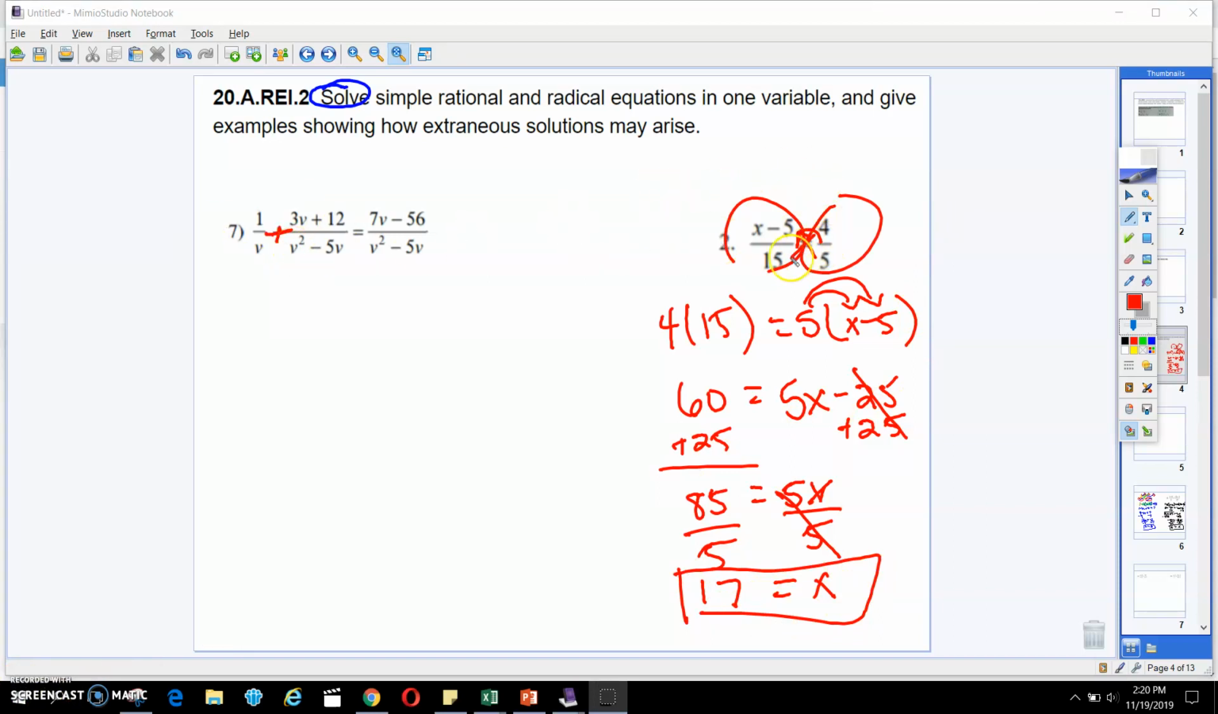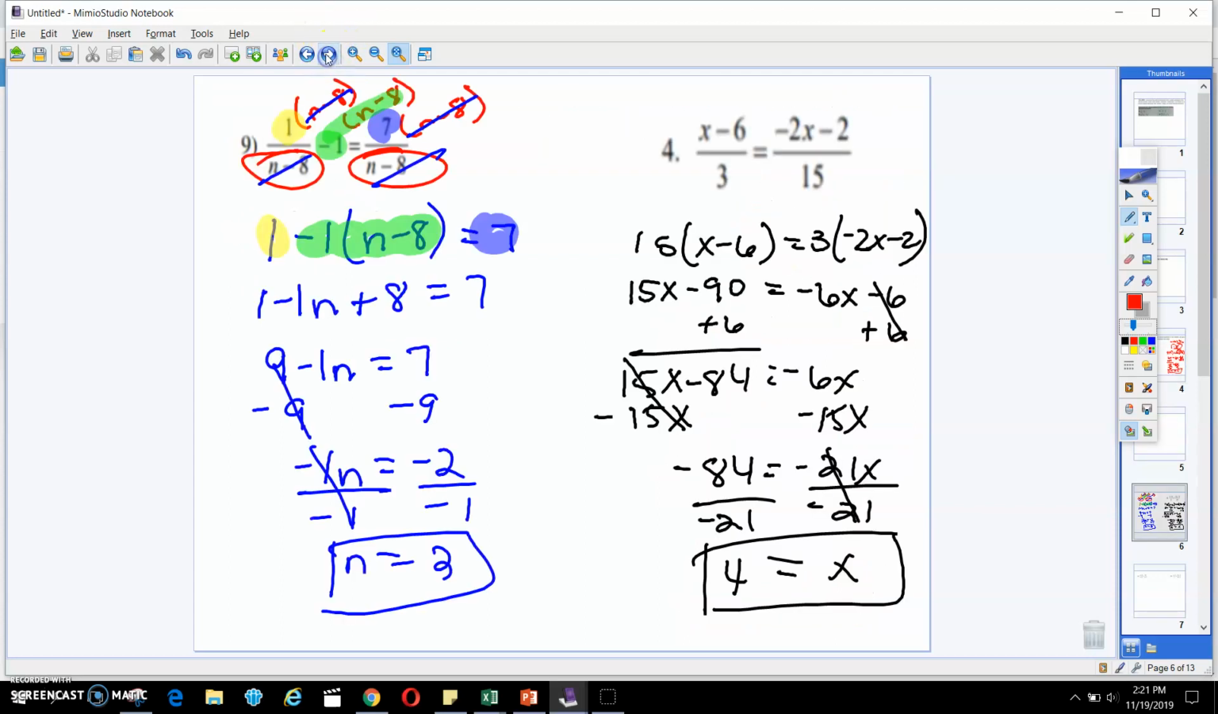So someone asked, when would you cross multiply and when would you do the LCD? The LCD was this one, and this is just cross multiplying. So if it's a fraction equaling a fraction, that's when you would cross multiply. If there's like an addition sign or a subtraction sign in between, then you would do the least common denominator.